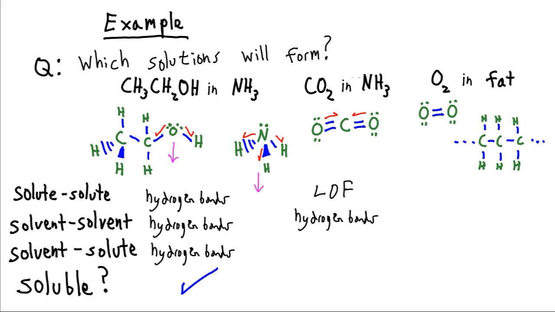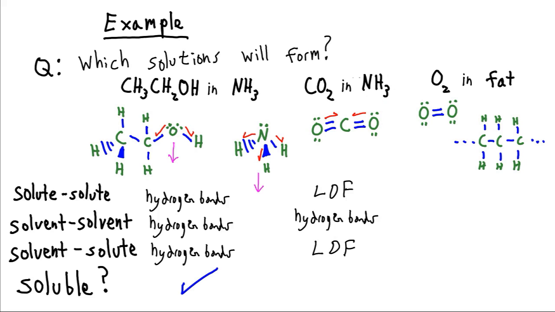Now when we have the CO2 interact with the ammonia, well, we need to have at least two dipoles in order to have dipole-dipole interactions. We only have one dipole in the ammonia, so when it comes in with this nonpolar molecule, there's not going to be any dipole action going on there. So the best that we're going to be able to come up with is London dispersion forces again.